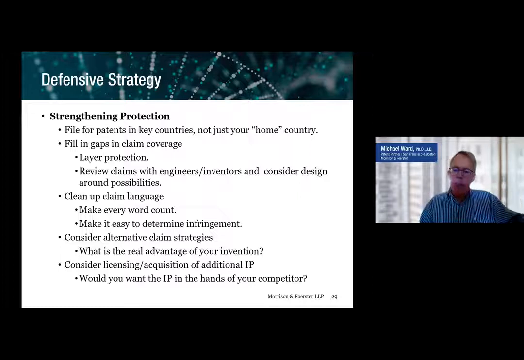So in case somebody challenges your patent and tries to knock it out because they find some prior art that may knock out your broad claim, you're going to want to have narrower claims which will withstand such challenges.